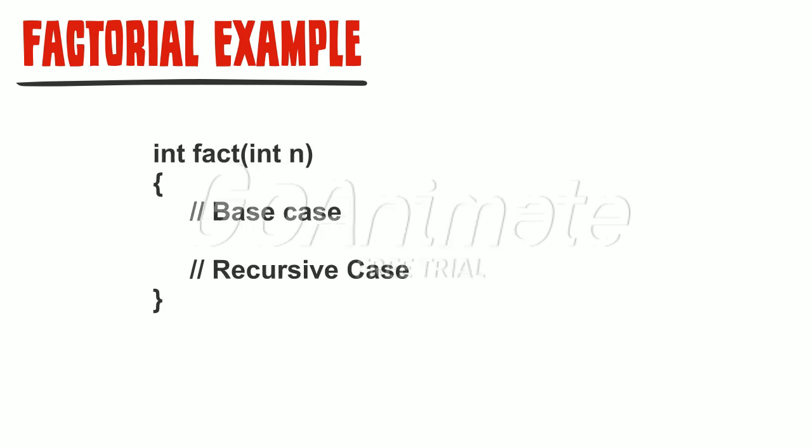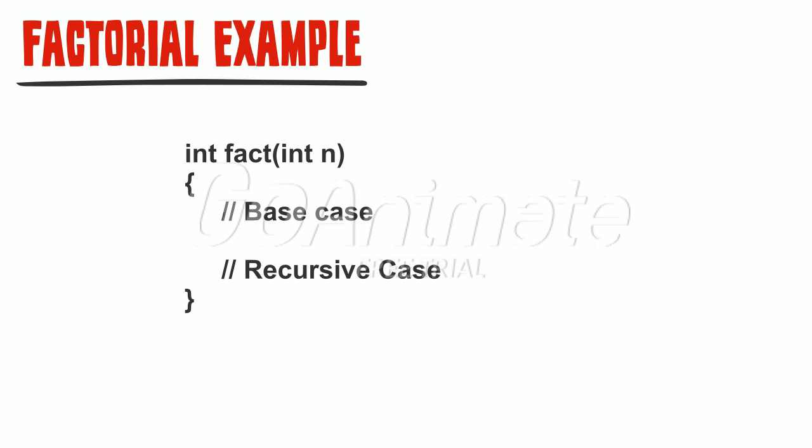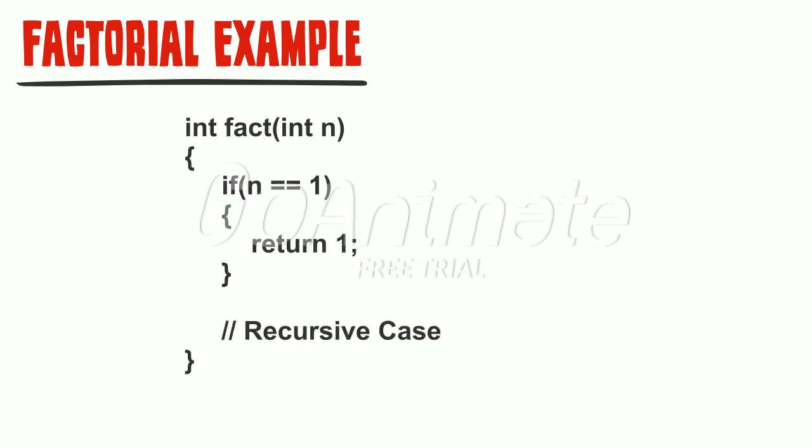So, for defining our factorial function, here's a skeleton for how we might do that. We need to plug in these two cases. The base case will be: if n equals 1, return 1. That's a really simple problem to solve. So this will be our base case.